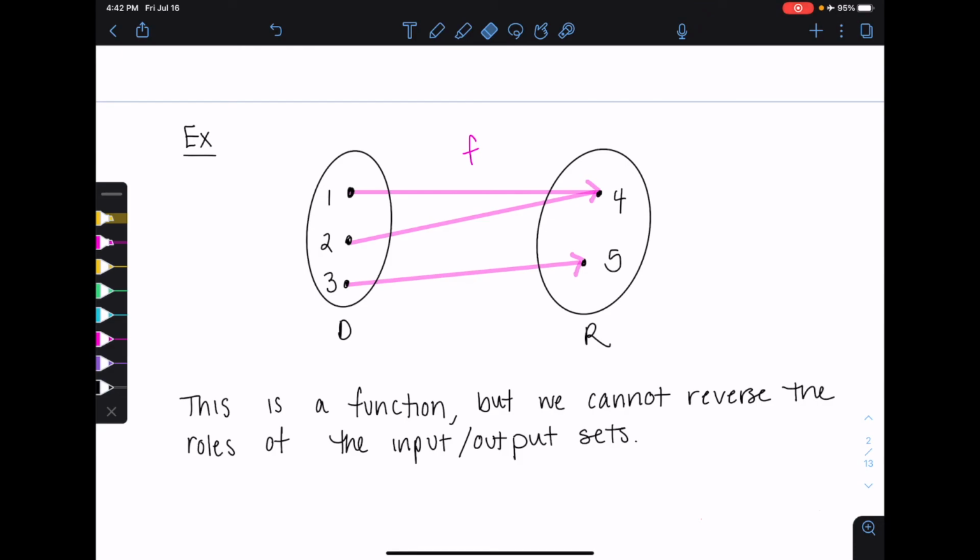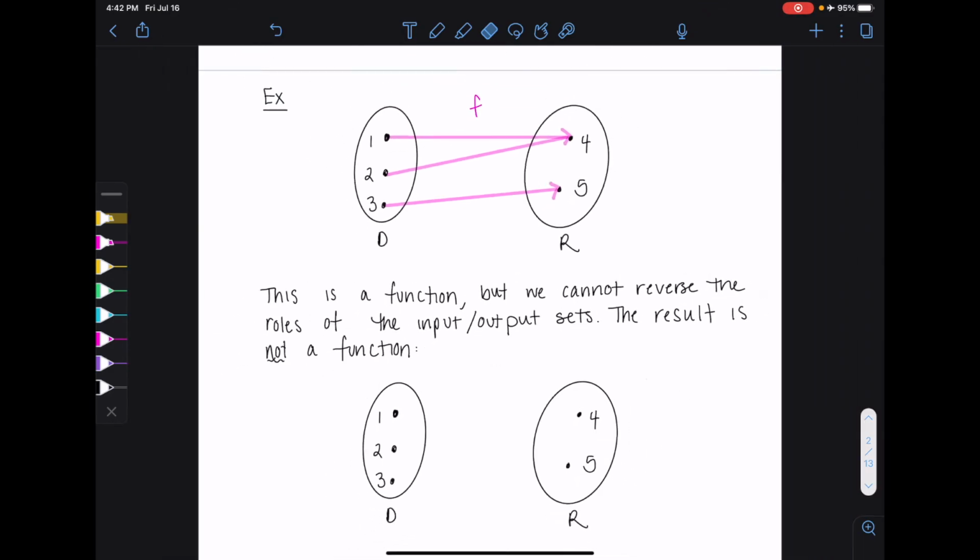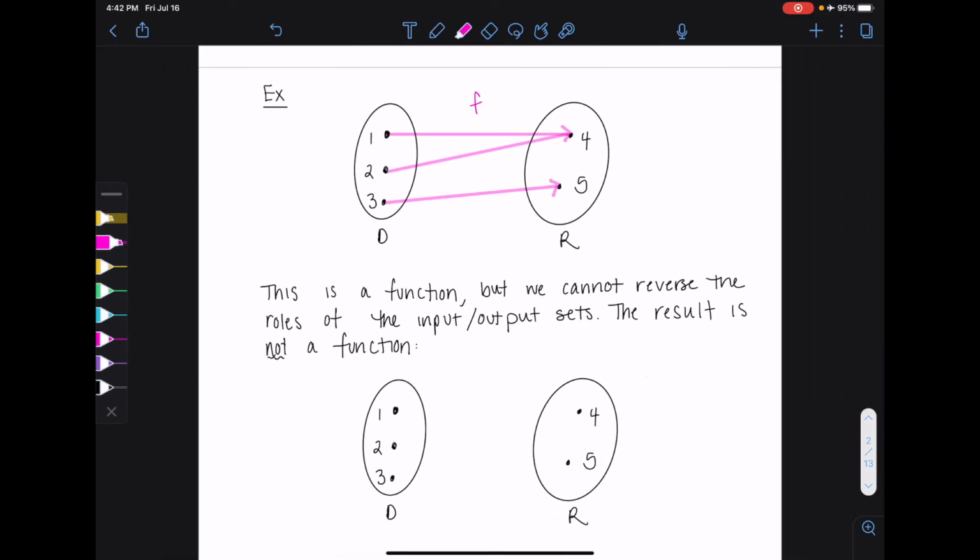The problem is we can't reverse these roles of the input and output set because ultimately the result is not a function. If I switch what becomes my input and what becomes my output, I'm going to end up having 2 arrows leaving this input of 4. And that results in something that is not a function. This particular input has multiple outputs, and that's a problem for us.